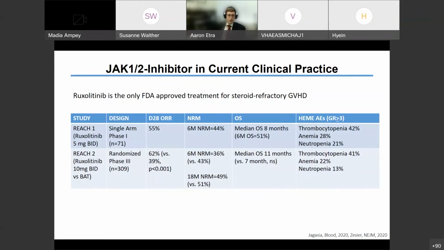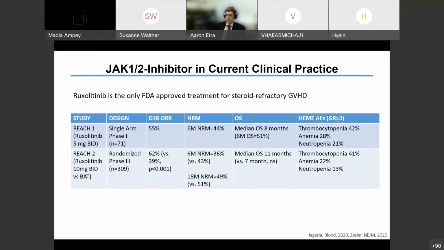Nonetheless, this study gave rise to the REACH2 study, which was a ruxolitinib 10 milligram dosing strategy compared against the best available therapy, investigator's choice, if you will. This was a randomized phase 3 study involving 309 patients. The overall response rate at day 28 was significantly improved with ruxolitinib, 62% versus 39%. At 6 months, the NRM was 36% for ruxolitinib and 43% with the alternative therapy. But by the time you got out to 18 months, there was not even a numerical difference in non-relapse mortality, let alone a statistically significant one. At the end of the study, they had not identified a significant difference in median overall survival either. So that is not as good.